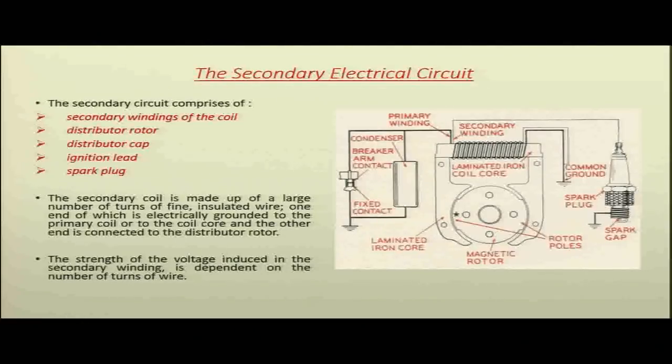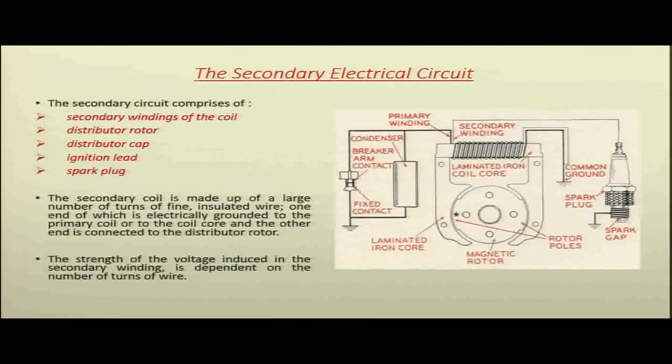In the primary coil we had few turns of wire, but they were heavy copper wires. In the case of the secondary coil, you have a large number of turns of fine insulated wire, one end of which is electrically grounded to the primary coil or to the coil core, and the other end is connected to the distributor rotor.